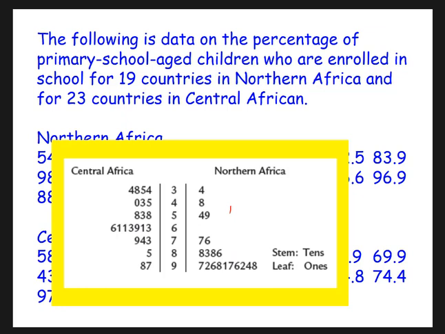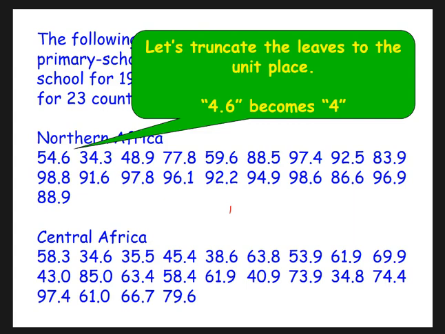Then for each number, we're going to just abbreviate each one. 54.6, of course, they said was abbreviated to just 4. So they're truncating it. They're not actually rounding it. They're just dropping the decimal. So 54.6 does not round up to 55. They're just truncating it to make it 54.